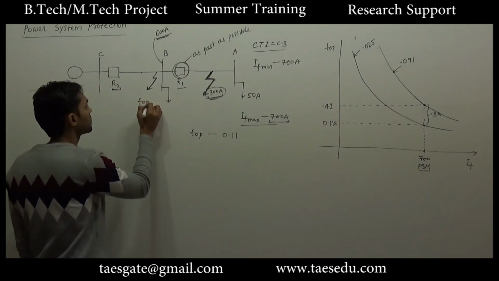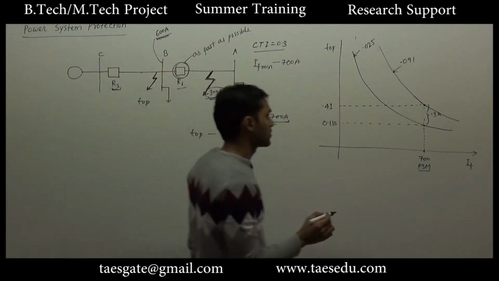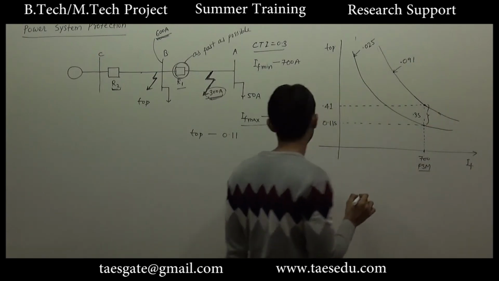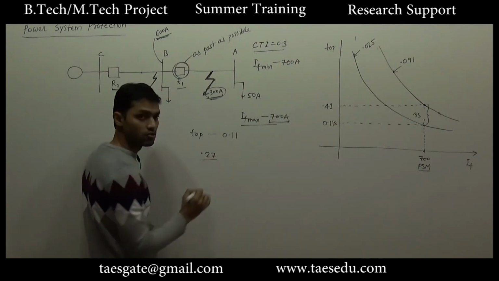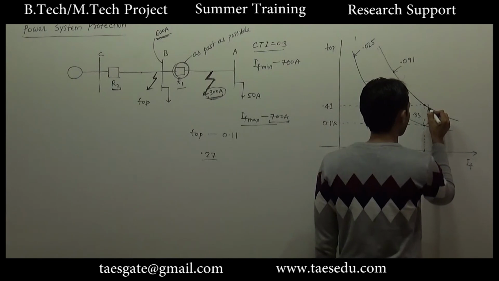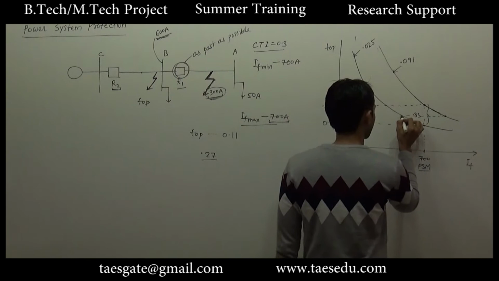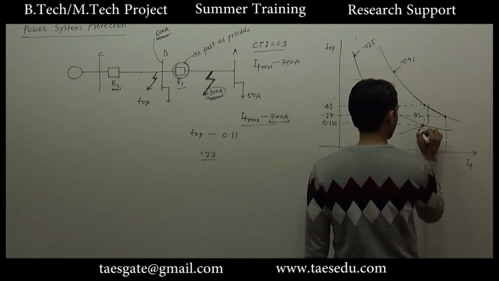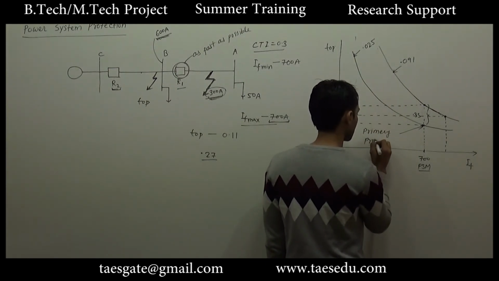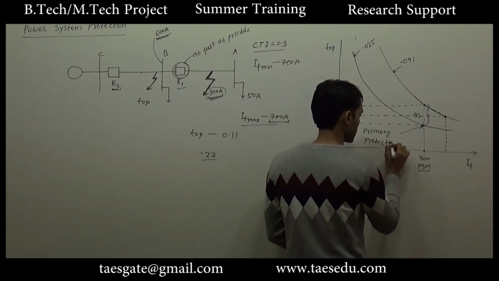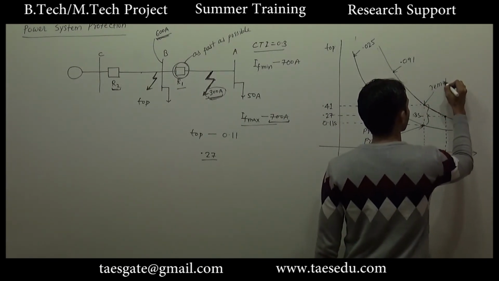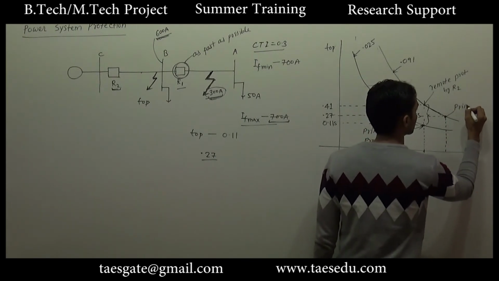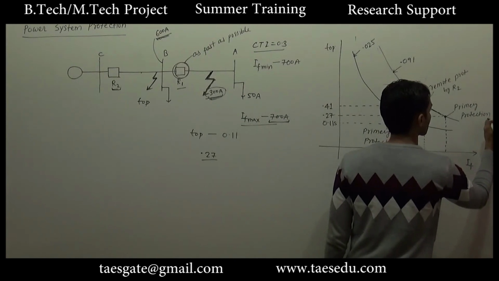Now for the calculation of operating time for primary protection at fault B, the value of TMS was the same, so we have to be on this curve only, and the time of operation, as I remember, was 0.2 second. So on this curve only we will move here such that the time of operation is 0.2 second. So this point is for primary protection, this is for remote protection by R2, this is by R1, and again this point is primary protection by R2.